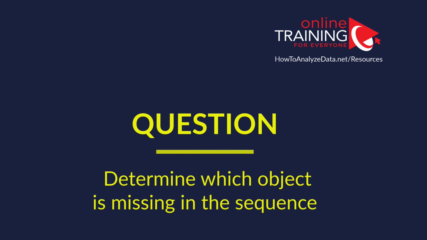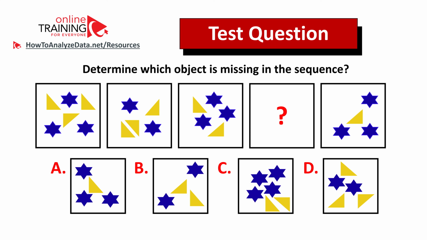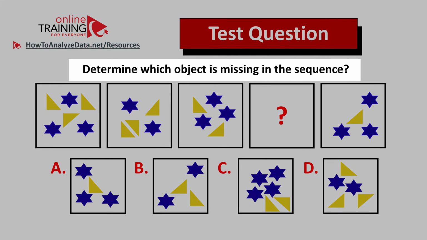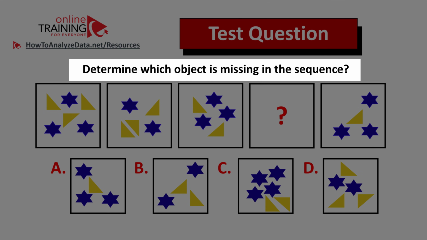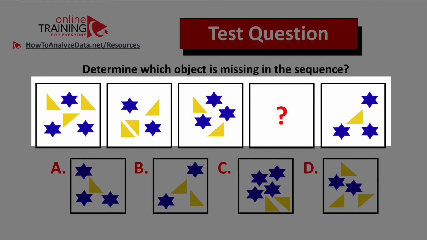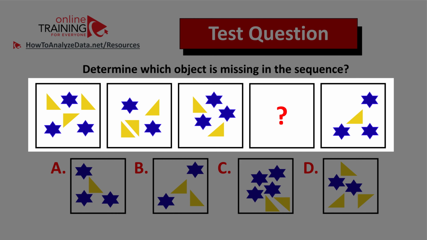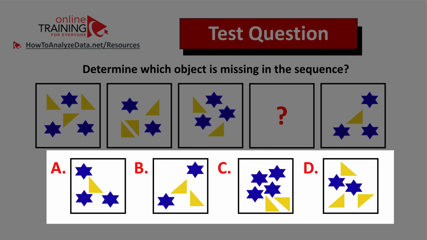Some of you might find this question tricky, but regardless of whether you can solve it or not on your own, you will be excited to learn the solution to this real-life assessment test question. Here's the question. Determine which object is missing in the sequence. You're presented with a sequence of 5 objects, and object number 4 is missing. You also have 4 different choices to choose from for the missing object. Choices A, B, C, and D.